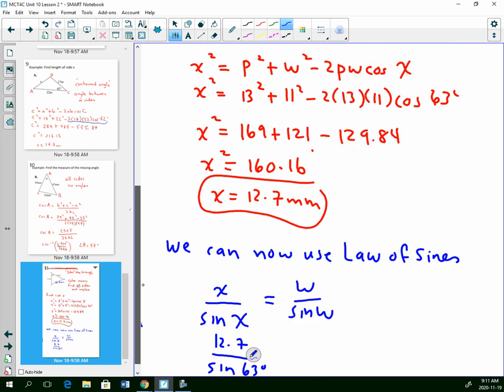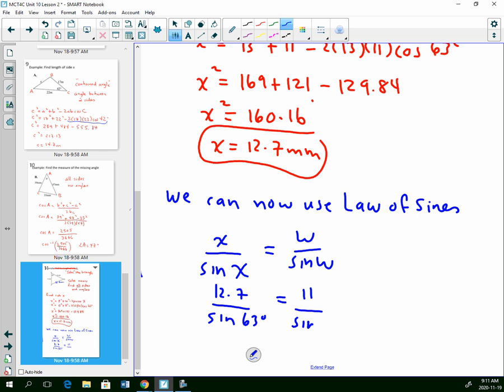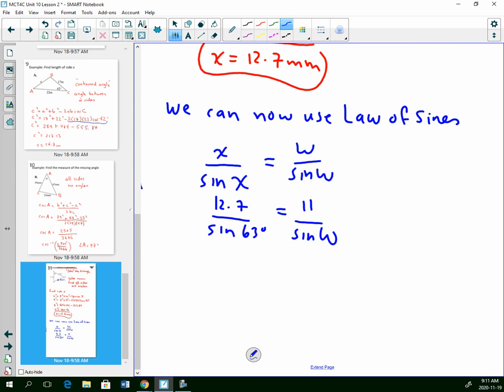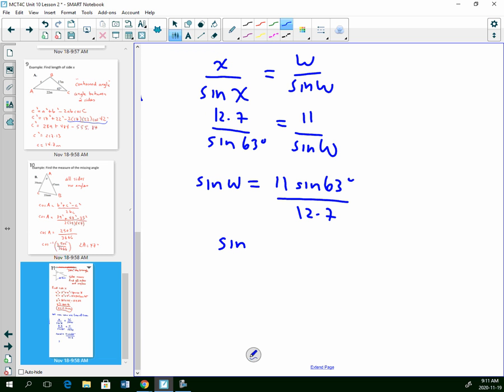So W is 11, and I want to find angle W. I could also do P. So sine W, let's cross multiply and divide, and we'll do the inverse. We can just type that in: 11 sine 63 divided by 12.7. And then we want to inverse that, and that works out to be approximately 51 rounded.